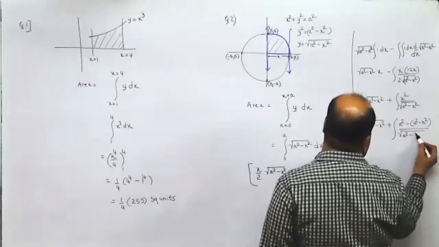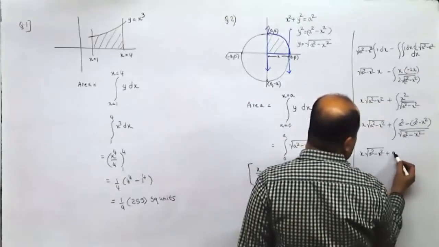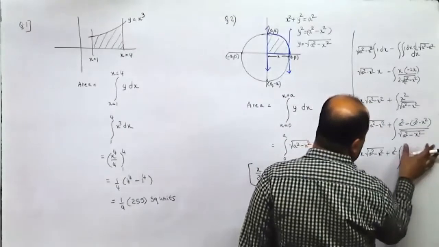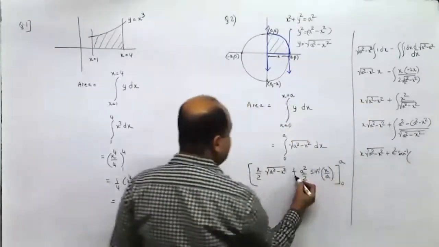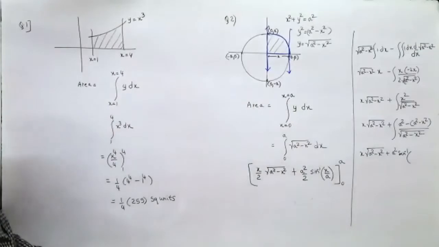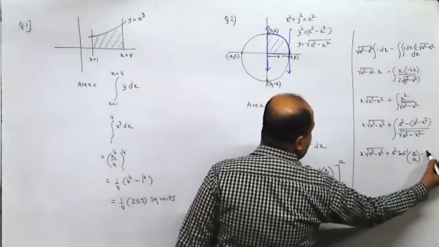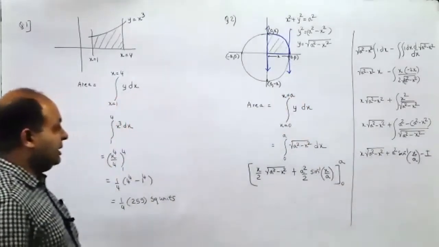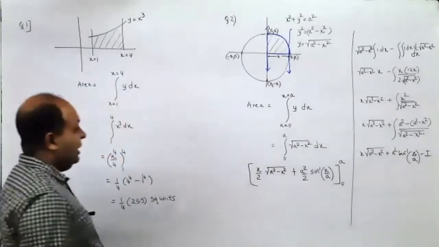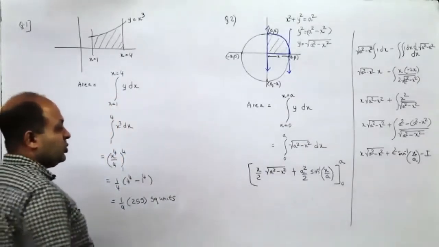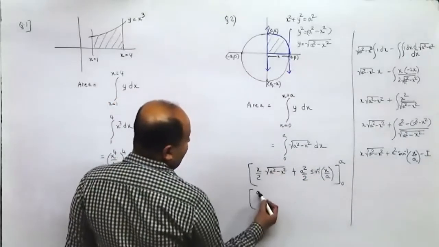So this would be x root a square minus x square plus a square out dx upon root a square minus x square, so this would be sine inverse x by a, this would be plus. Here this would be sine inverse x by a, and this minus I goes to the other side. It becomes 2I, and therefore you get I upon 2. So it would be plus here. Now x by 2 root a square minus x square plus a square by 2 sine inverse x by a. Now when I apply the upper limit, I get a by 2.